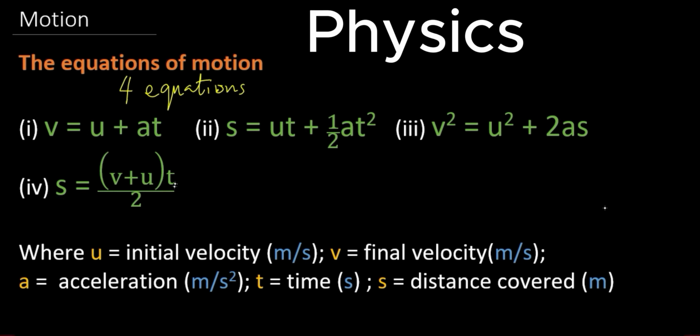The last one is s = (v + u)/2 × t, where u is the initial velocity, measured in meters per second. v is the final velocity, measured in meters per second as well. a is the acceleration, measured in meters per second squared. t is the time, measured in seconds. s is the distance covered, measured in meters. Okay, note these four formulae.